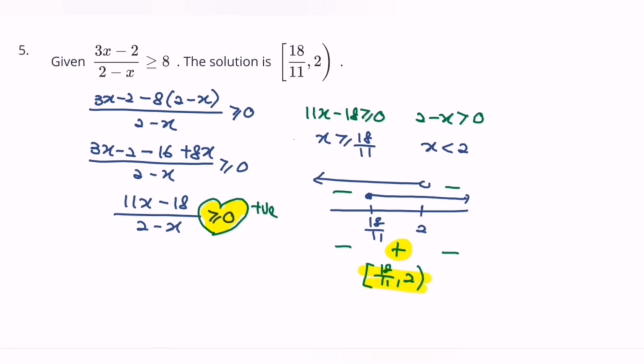So for this situation, the question is asking, is the solution true or false? So the answer will be true.